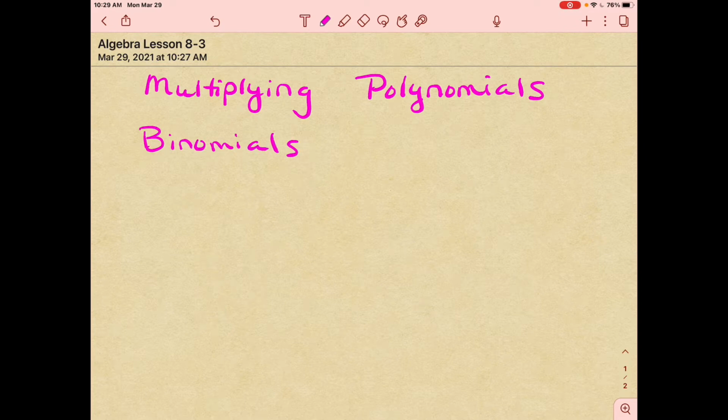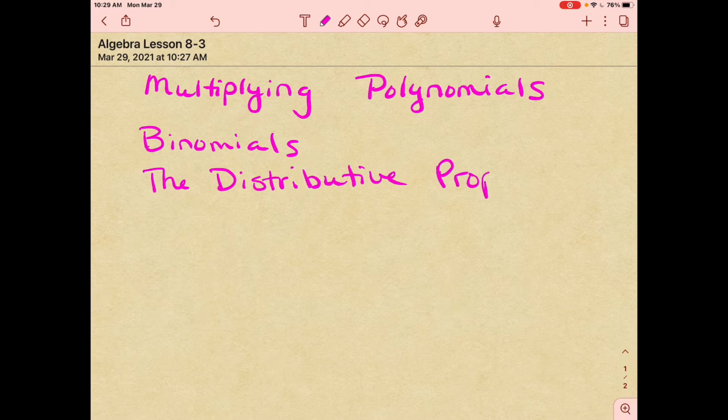There are several ways of thinking about multiplying binomials. All of them are ways of accomplishing the distributive property, which you're already familiar with. But today I'm going to be specifically showing you a method called FOIL. FOIL just stands for first, outer, inner, last, and I'll demonstrate what that means.